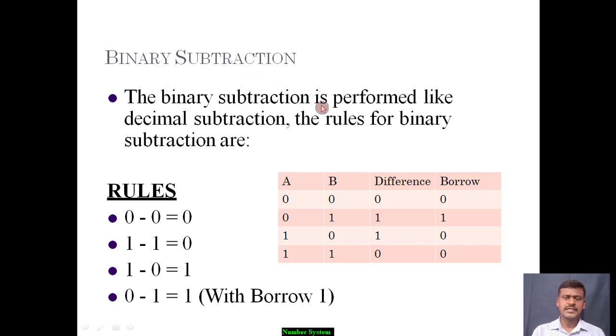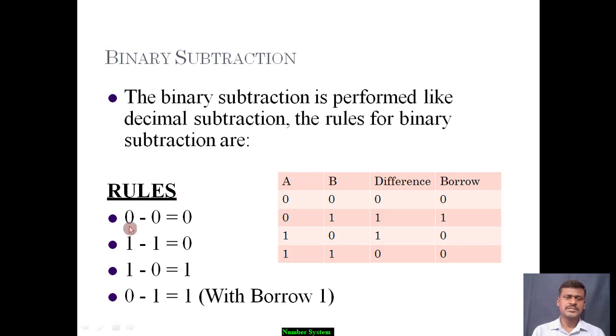The binary subtraction is performed like decimal subtraction. For example, decimal numbers, that is 0 to 9, 5 minus 2 is 3, 7 minus 2 is 5. Likewise, you can subtract the binary numbers also as we subtract in case of decimal numbers, right? So the rules for binary subtraction are as follows. As we have seen rules for binary addition, there are some rules for binary subtraction also.